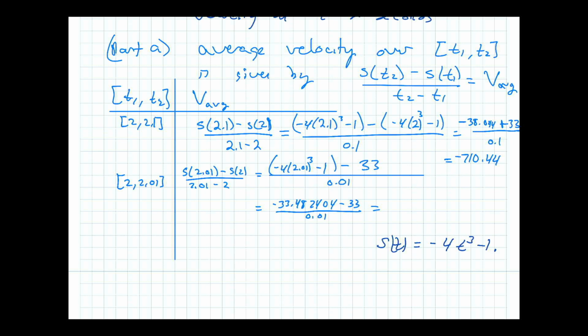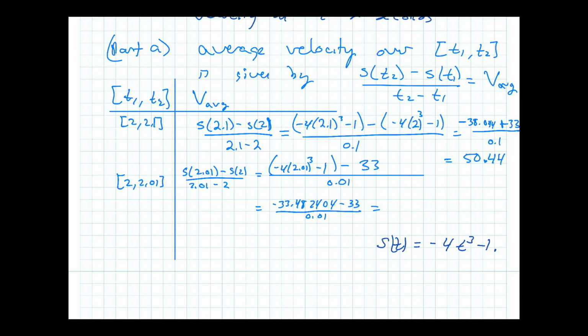So 2.1 cubed. Oh, man. Minus 1. Okay. Yeah. So let me just recalculate this number, because this number is not correct. So it's supposed to be negative 38.044 plus 33, and then divide by 0.1. And the answer is 50.44. And again, there's not six decimals.